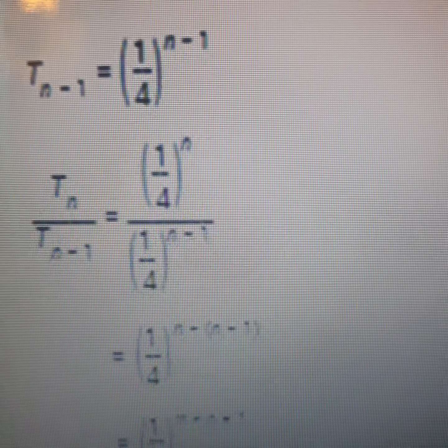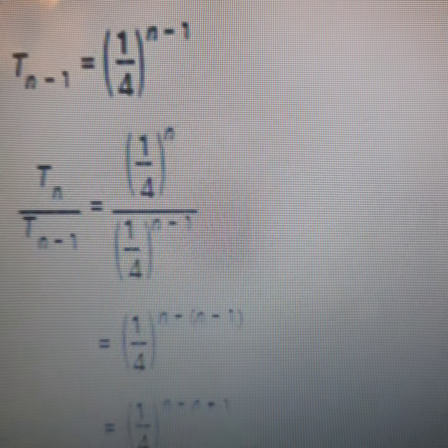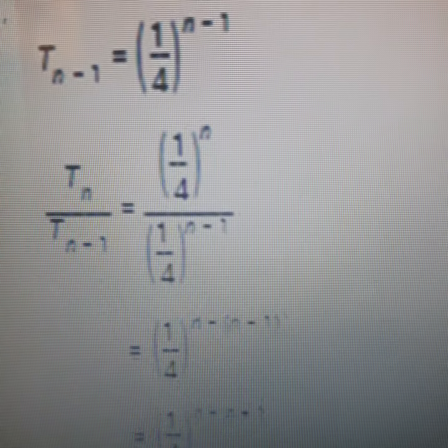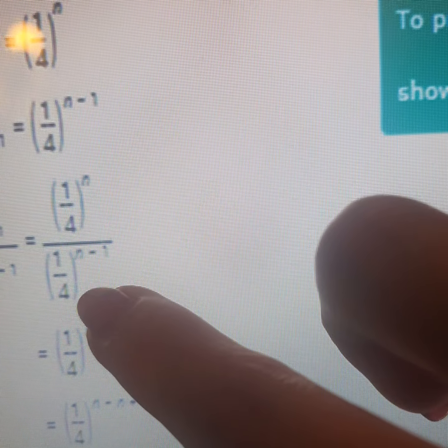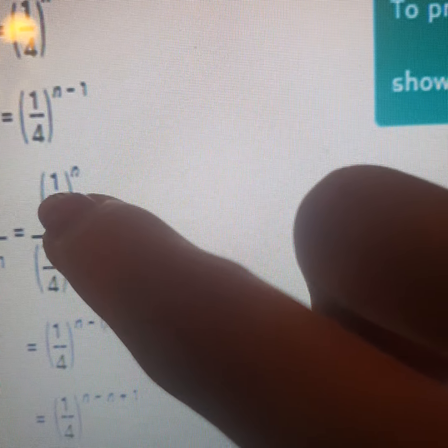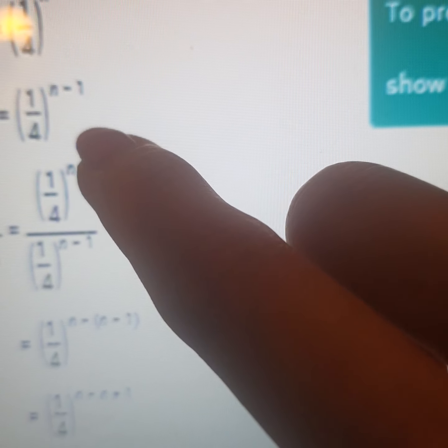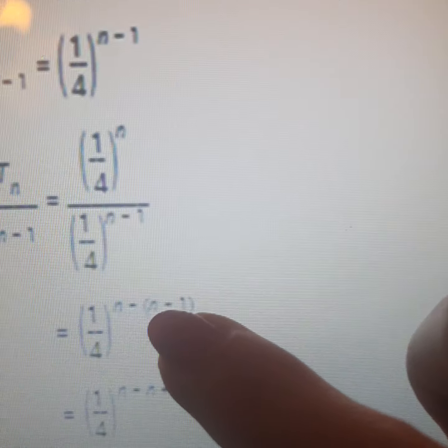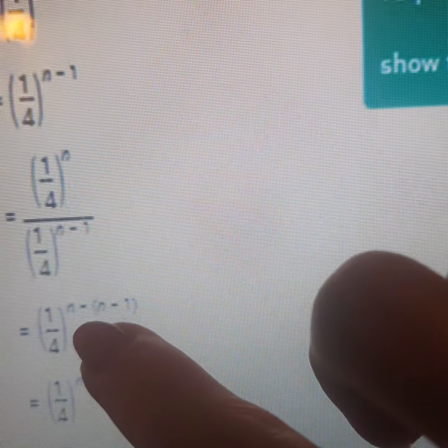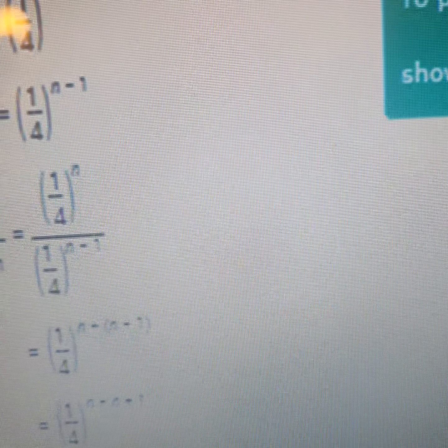Now think of your laws of indices, okay? When you have a number to the power of something, when the base is the same above and below, and you have the power of n here and the power of n minus 1, you just take one away from the other. Remember, you just subtract the powers. So this becomes n minus, all in brackets, n minus 1.